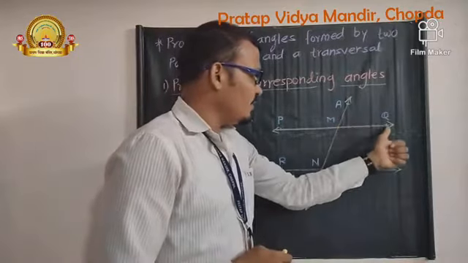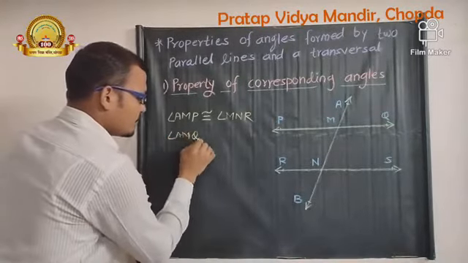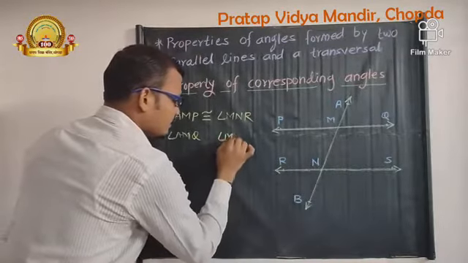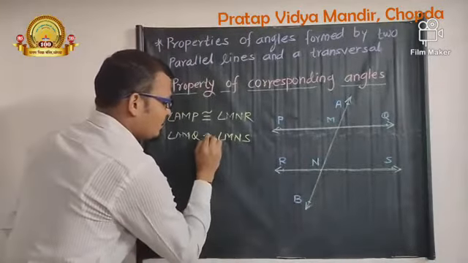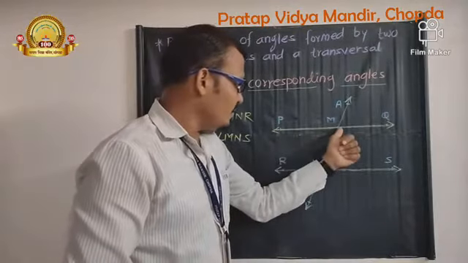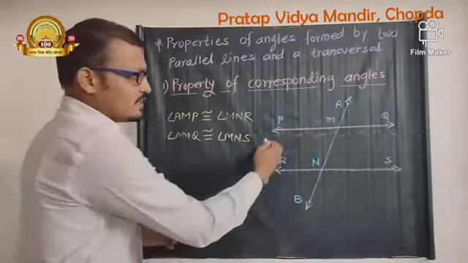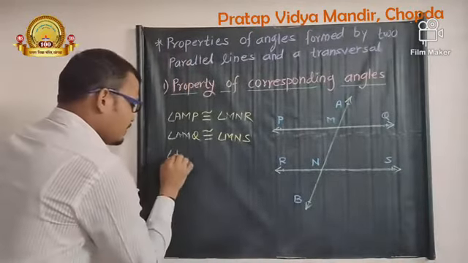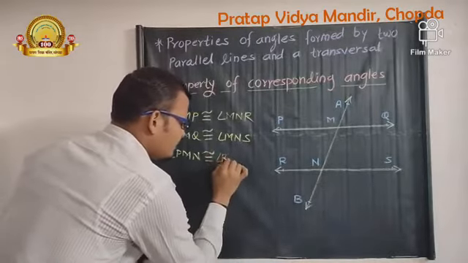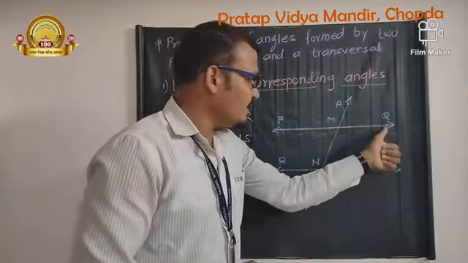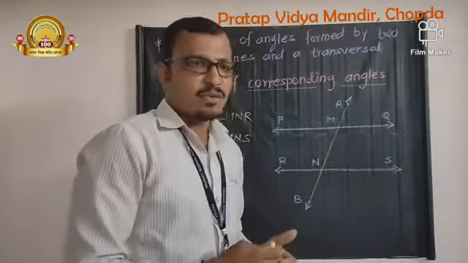Again, angle AMQ and angle MNS are also corresponding angles. According to our property, these two corresponding angles are also congruent. Similarly, angle PMN and angle RNB are also corresponding angles, and according to our property, they are also congruent. So angle PMN is congruent to angle RNB. And also angle QMN corresponds with angle SNB, so these two angles are also congruent.